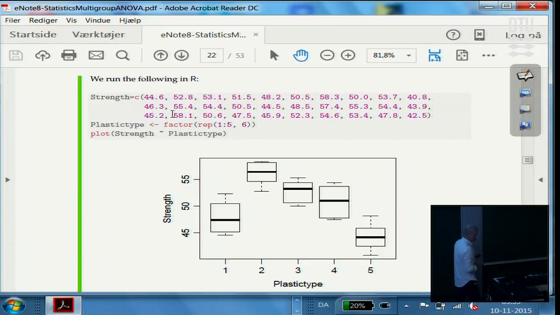And then the analysis, or first of all, the plot that would give us the box plots would be plot strength versus plastic type. And basically, here's the full story already, right? Plastic type 2 has the highest strength. 5 has the lowest strength. I mean, it's the medians, but probably the means are more or less the same, right?